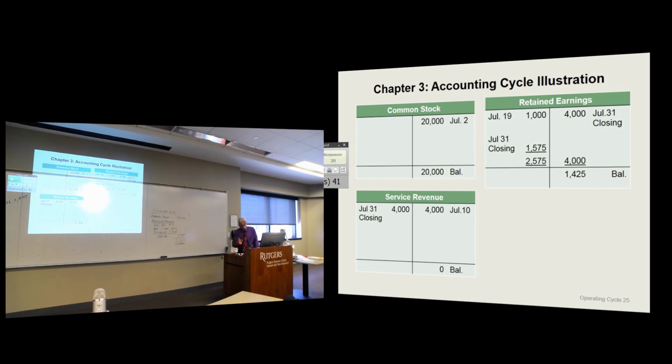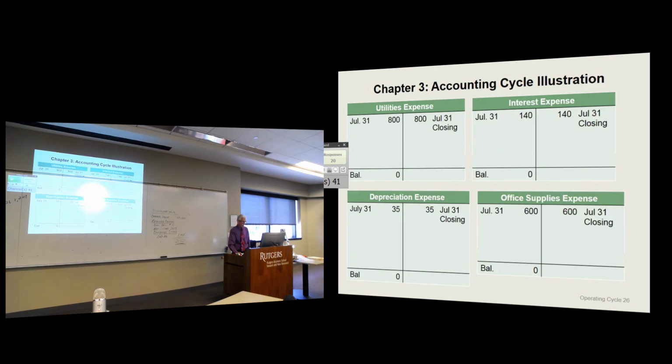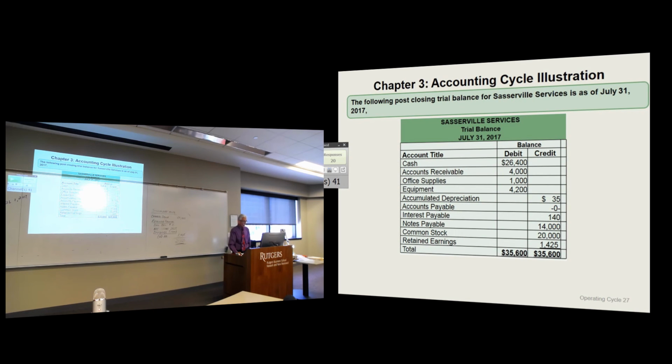And that now closes out the cycle. The only thing you have to do at this point, and I'll take questions in a minute, is prepare the post-closing trial balance. The post-closing trial balance only includes balance sheet accounts. Every income statement account is now 0. And at this point, the retained earnings account is correctly stated at 1425. So that is the entire accounting cycle.